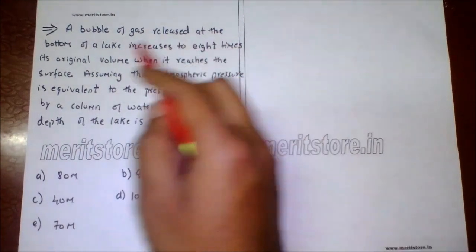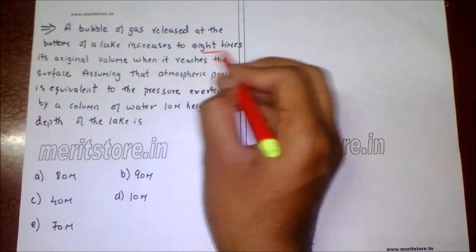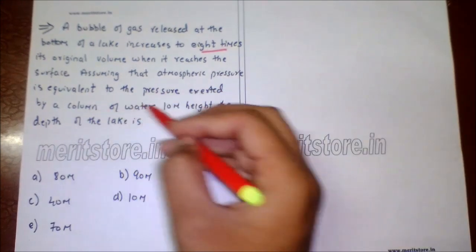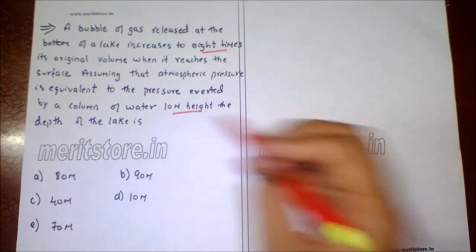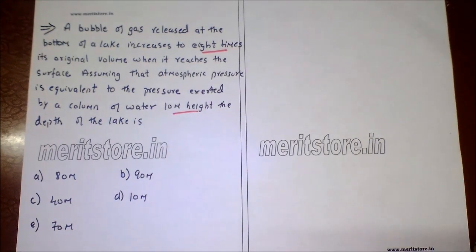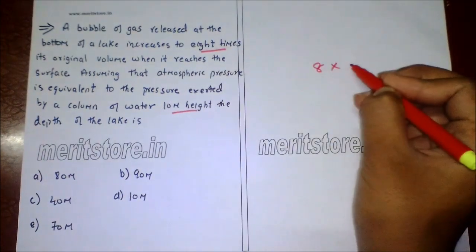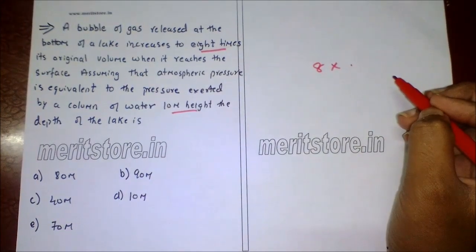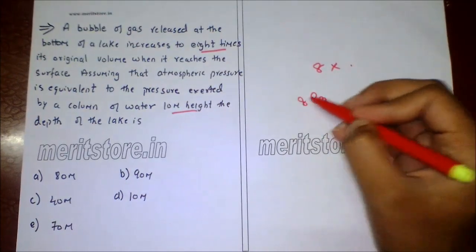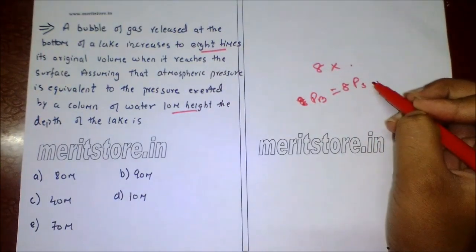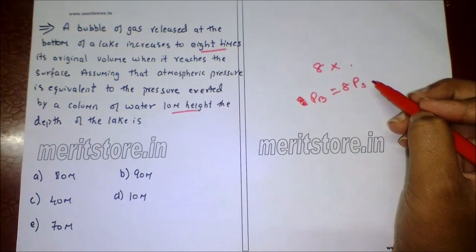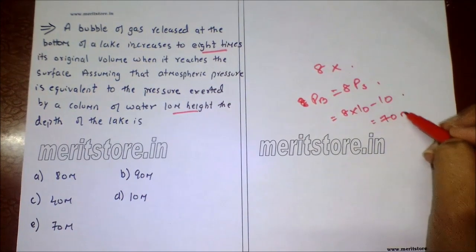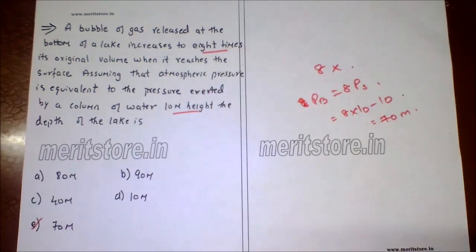A bubble of gas released at the bottom of the lake increases to 8 times its original volume when it reaches the surface. Assuming the atmospheric pressure is equivalent to the pressure exerted by a column of water of 10 meters height, the depth of the lake is? Since the volume of the bubble becomes 8 times, the pressure at the bottom of the lake is 8 times the pressure at the surface. So the pressure due to the depth of the lake is 8 into 10 minus 10, which is 70 meters, the change in pressure. So option E is the correct answer.